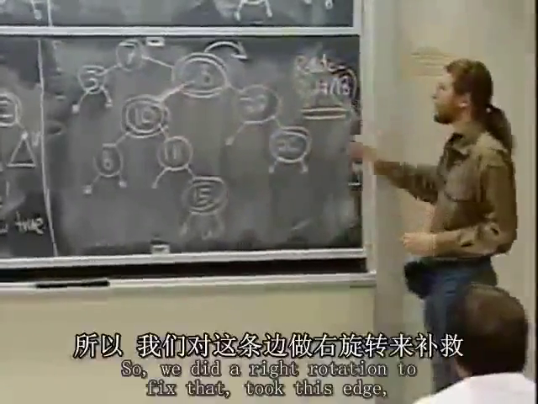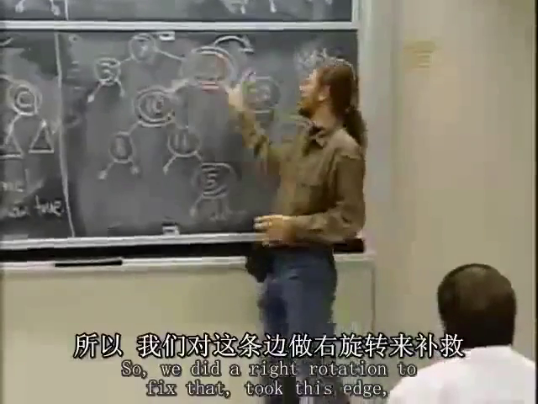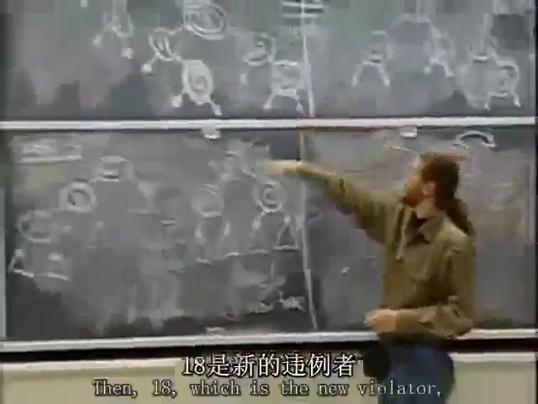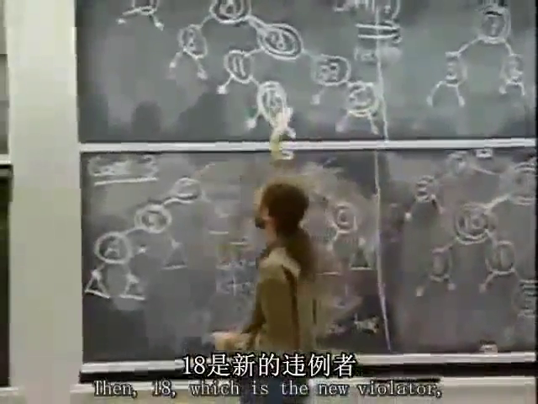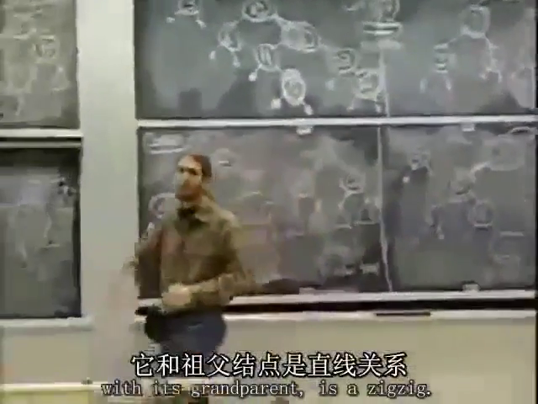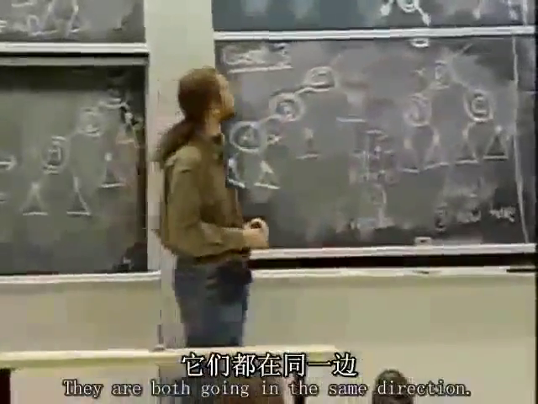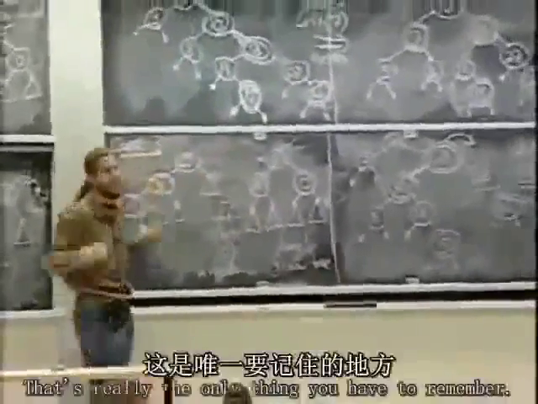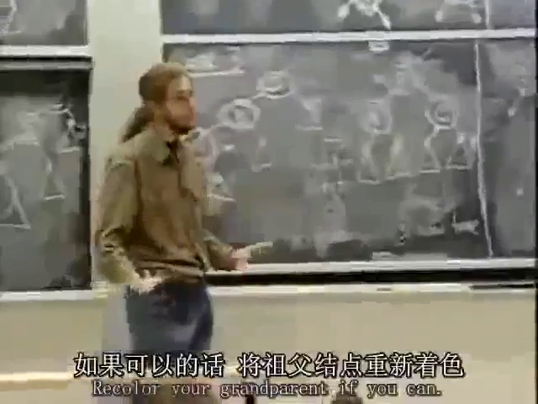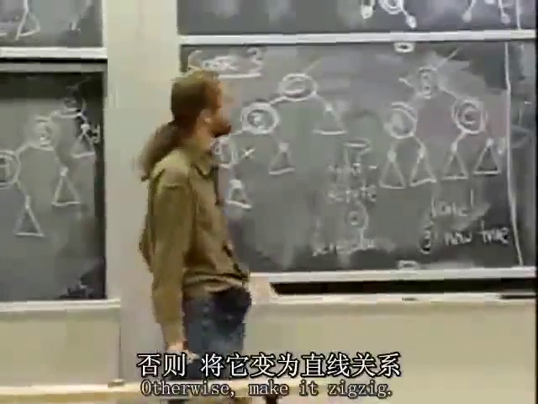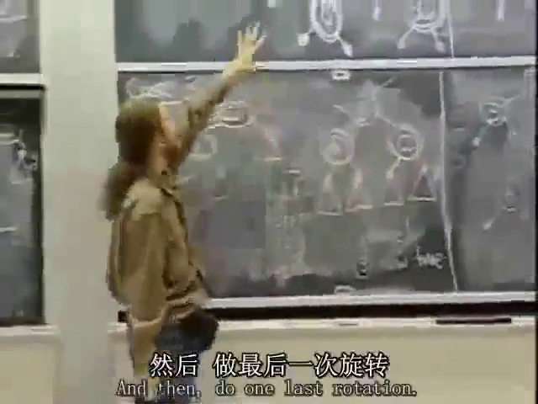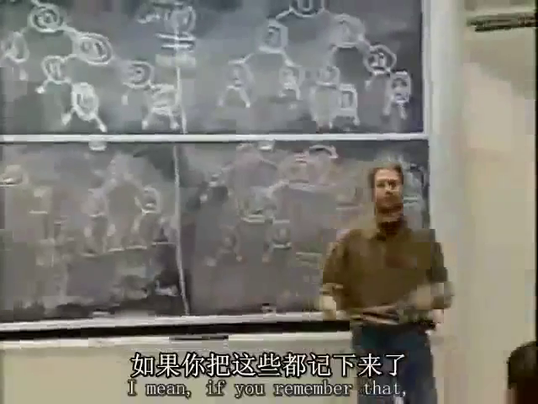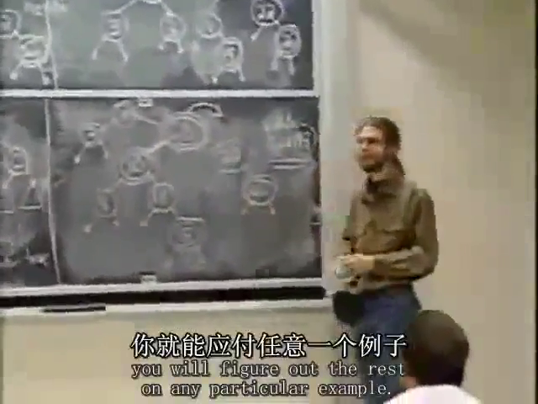So we did a right rotation to fix that. Took this edge and turned it so that 10 became next to 7. That's the picture on the top. Then 18, which is the new violator, with its grandparent is a zig-zig. They're both going in the same direction. And now we do one more rotation to fix that. That's really the only thing you have to remember. Recolor your grandparent if you can. Otherwise, make it zig-zig, and then do one last rotation and recolor, and that will work. If you remember that, you can figure out the rest on any particular example.